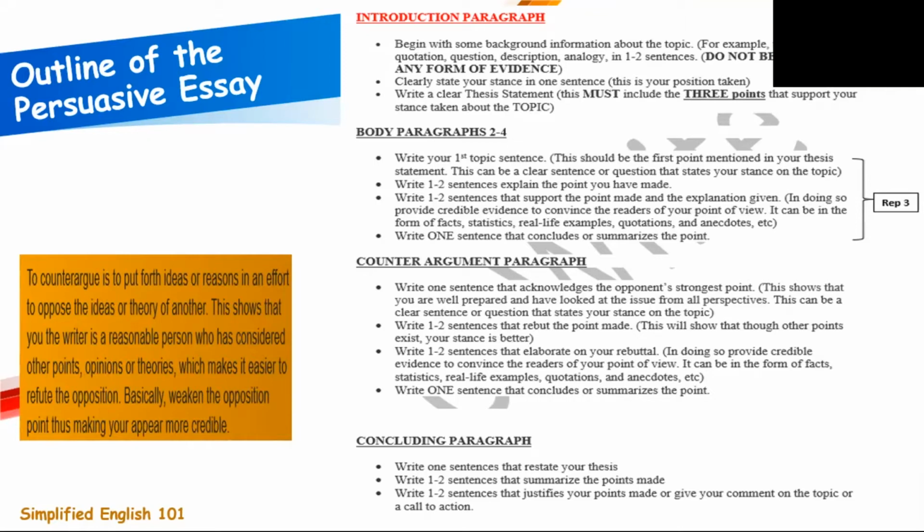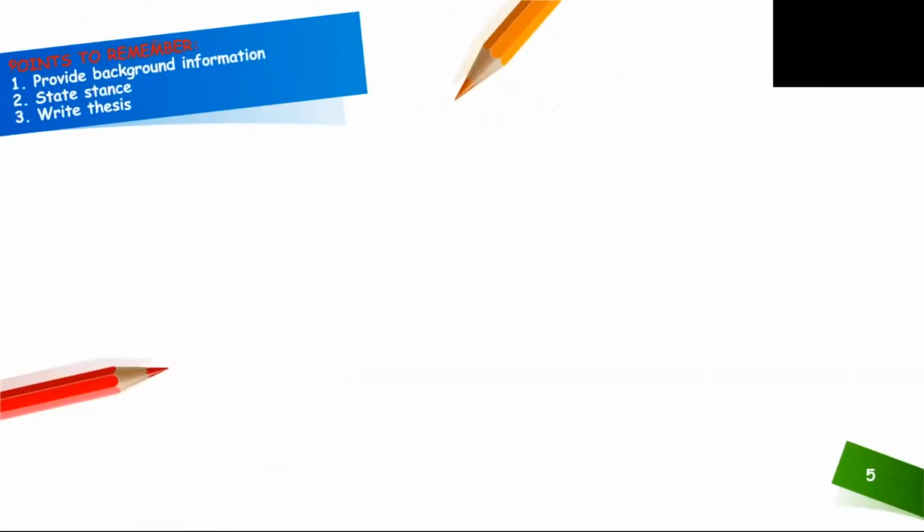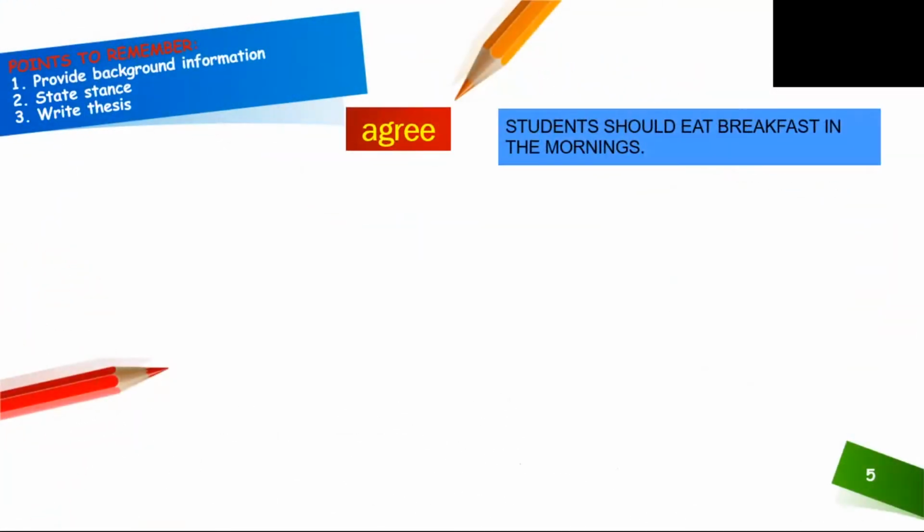Now that we know what the persuasive essay should look like, let us move on to the parts of the introductory paragraph. As a student, I normally remind you, think about ways that you can let the reader know a little bit more about the topic, just in case they did not know. Then you want to clearly state your stance and, of course, your thesis statement. For this particular essay, we are going to be agreeing with the topic, students should eat breakfast in the morning. You want to always think about the 3 points that you're going to use to support your topic.